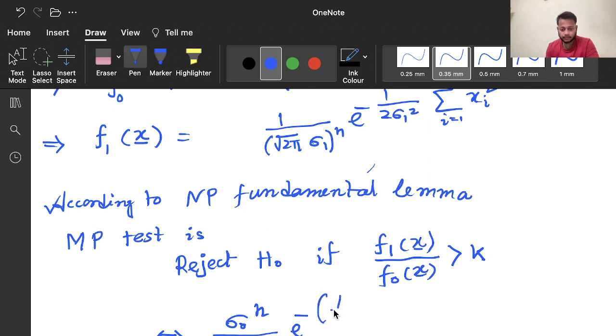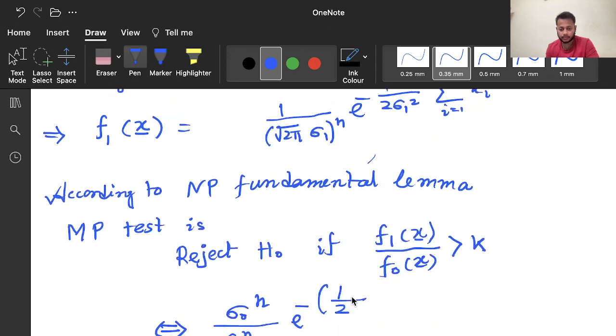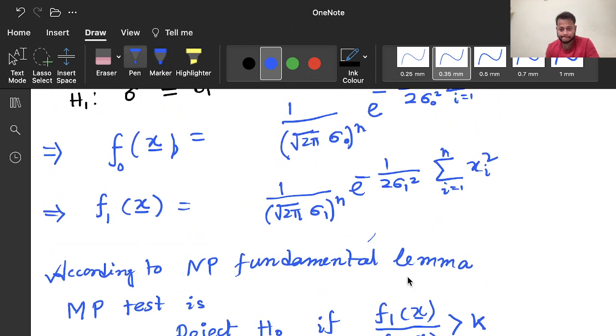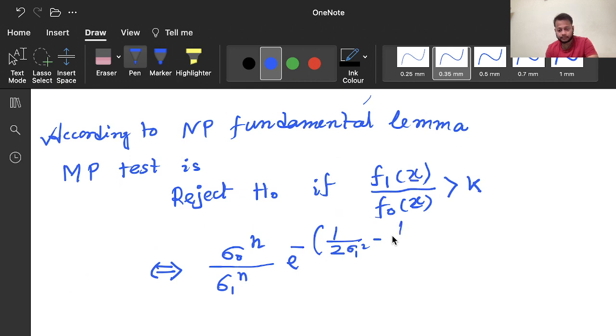1 by 2 sigma 1 square minus, if you divide it, so it will be plus 1 by 2 sigma 0 square, sum over i equal to 1 to n, xi greater than k.